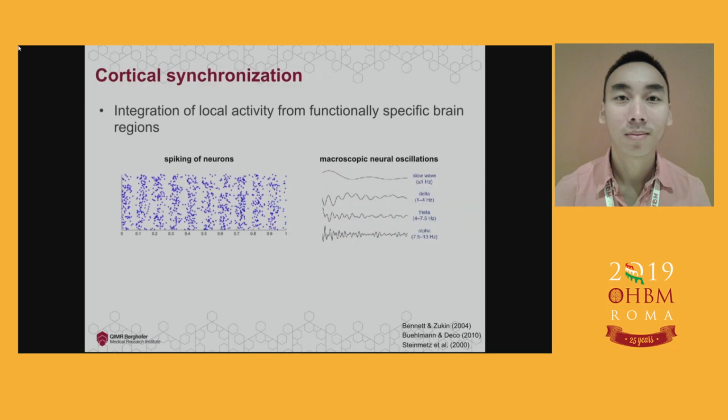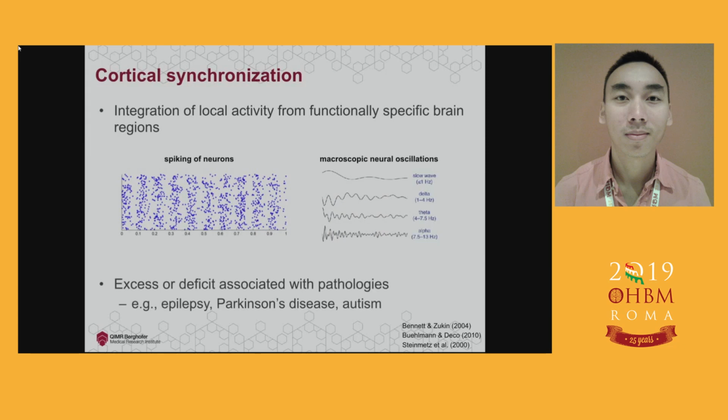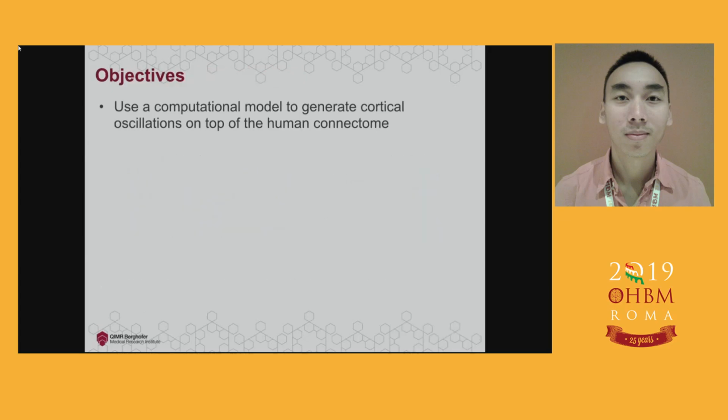So if we were able to understand how the structure shapes neurodynamics, we might be able to interpret normal and diseased brain function. In this talk, we'll focus on neural function in terms of cortical synchronization, which represents the integration of local activity from different brain regions. Several works have shown that excess or deficit of this cortical synchronization can be associated with certain pathologies like epilepsy or Parkinson's disease.